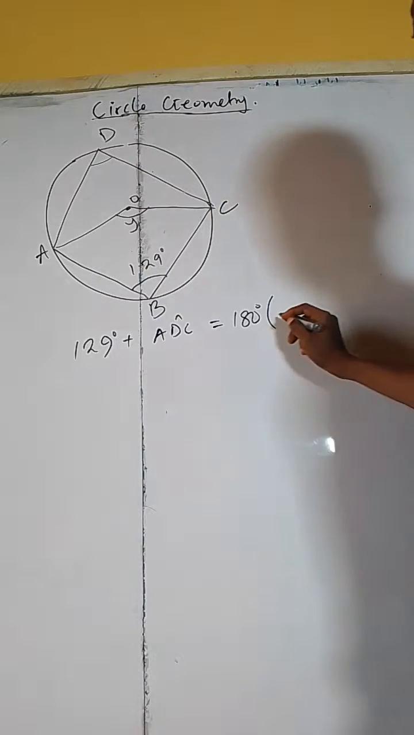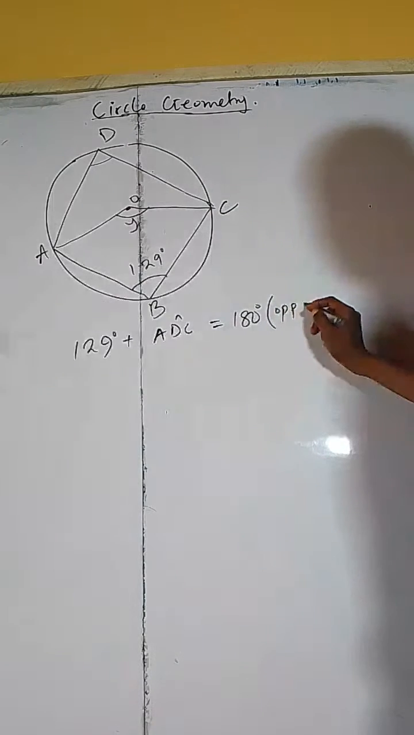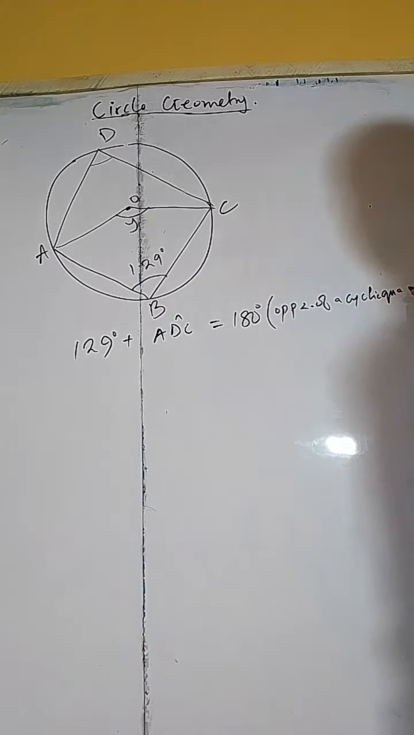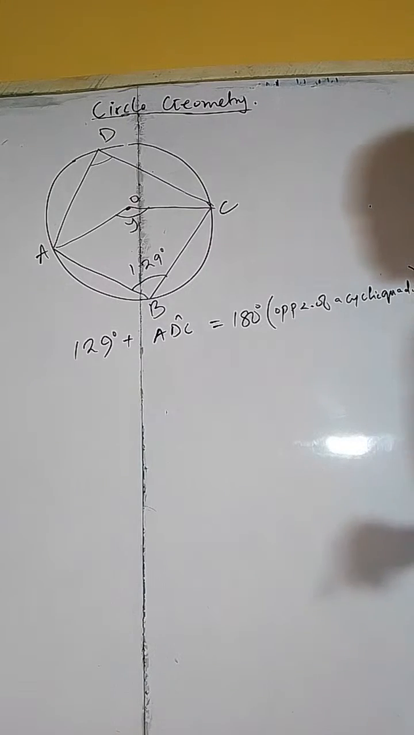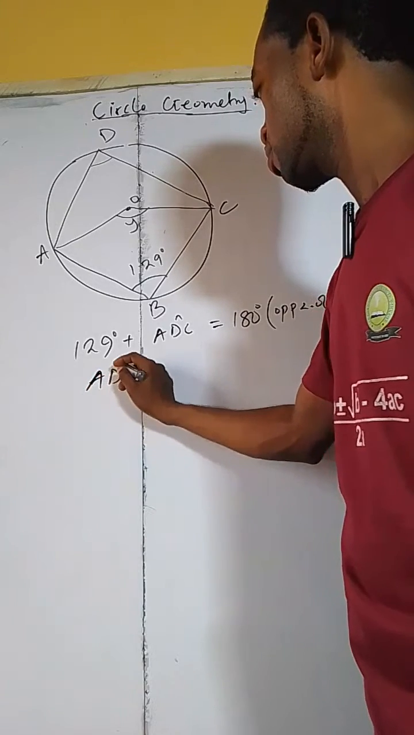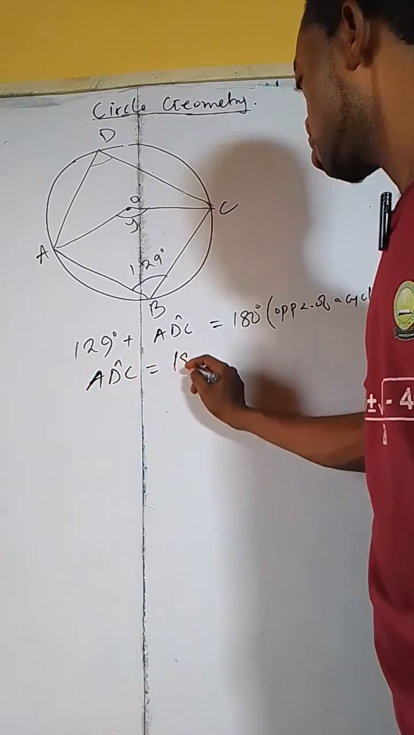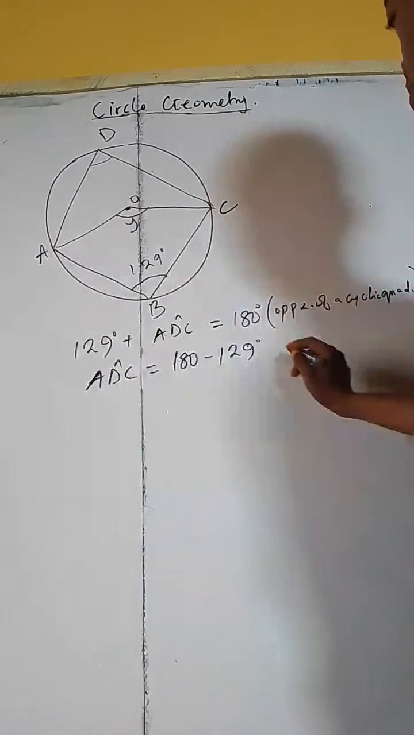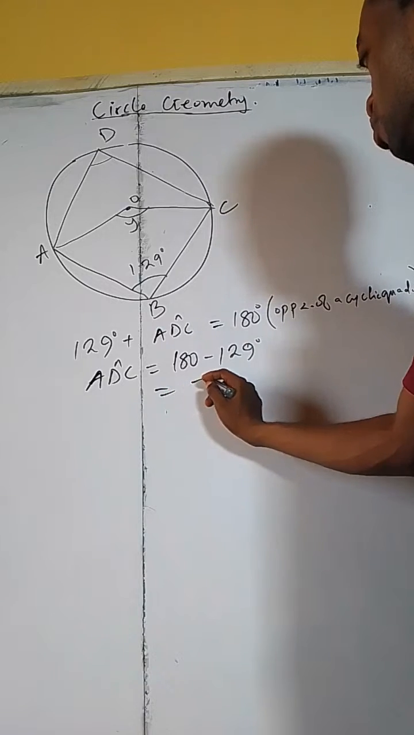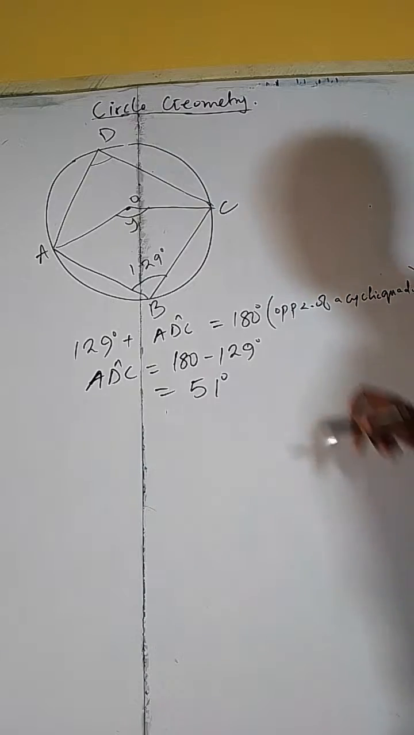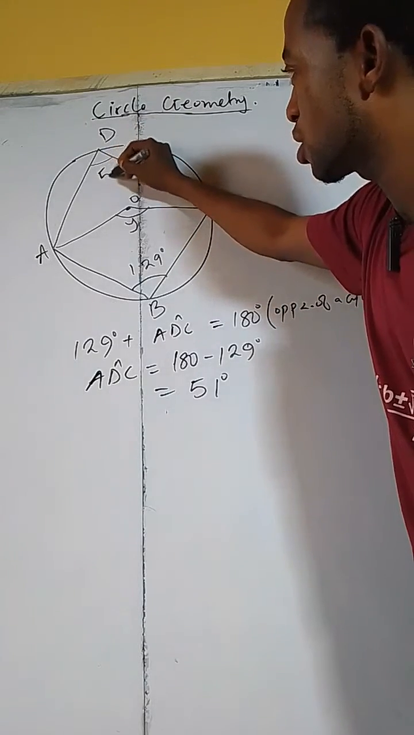You put the reason in front: opposite angles of a cyclic quadrilateral. So it's very important we put this. Then that means angle ADC will be equal to 180 degrees minus 129 degrees. When we take 129 here, we come minus. So this gives us 51 degrees, which implies that this angle here is 51 degrees.